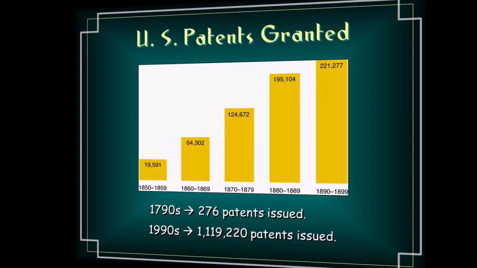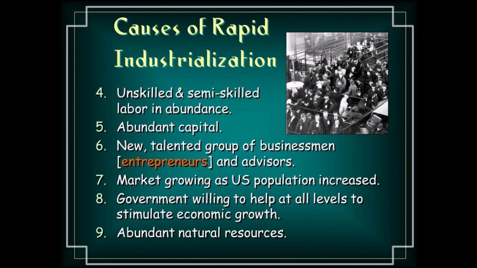All right, we're back to causes of rapid industrialization. There was a lot of people that were, we would call semi-skilled laborers. They had some skill, but not a lot.